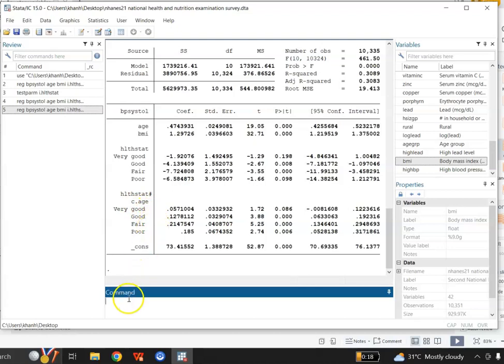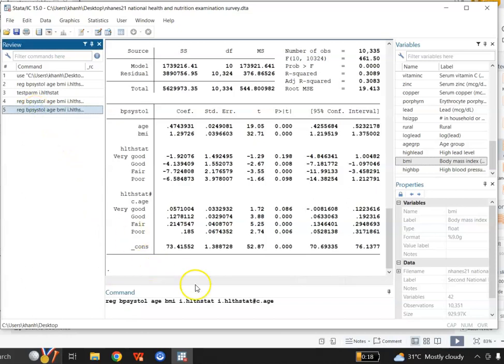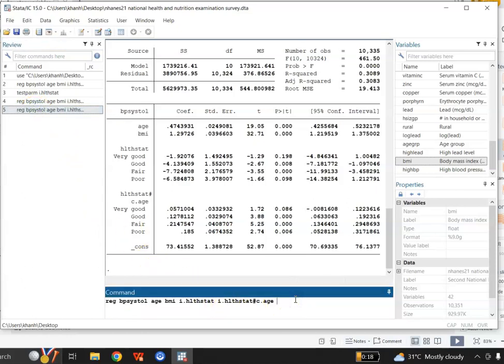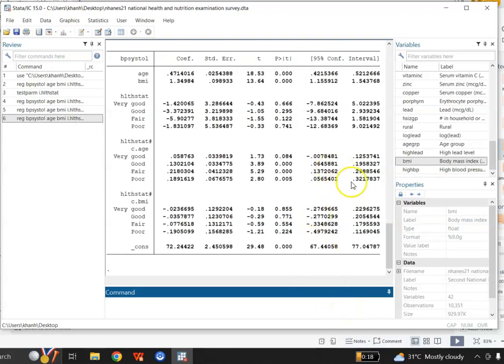Okay. After this, I am using the same regression with two interaction coefficients. So I will write i.healthstat and c.BMI. Now I will copy the b from here, only b. BMI, and here is my result.